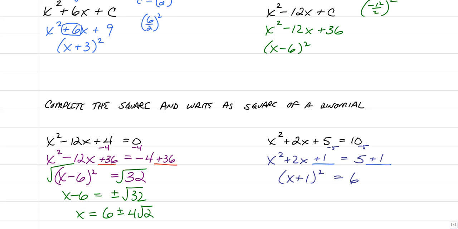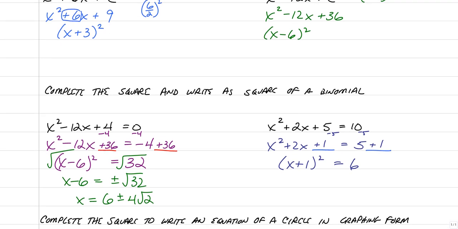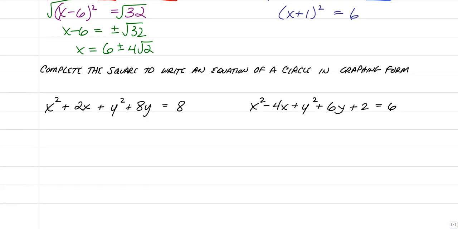So what we are going to do is use this to write the equation of a circle in graphing form. Now, the equation of a circle is x minus h squared plus y minus k squared is equal to the radius squared. So h and k are going to represent the center of your circle, and r is obviously the radius of the circle.